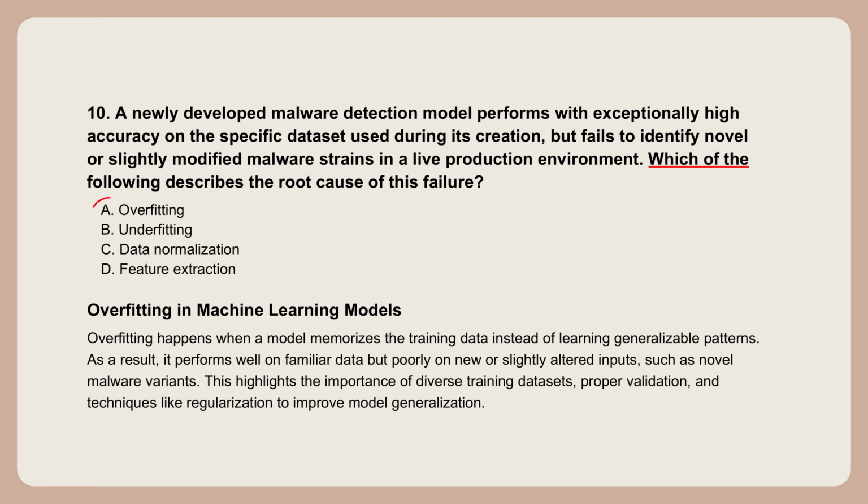Precisely. It is deeply ironic. The model fails in the real world because it was too perfect during its training phase. Yeah. It just memorized the answers to the test instead of actually learning the underlying concepts of what makes malware dangerous. Exactly. It lacks adaptability. And this specific phenomenon of overlearning the training set to the detriment of novel data is the textbook definition of overfitting. That confirms that options B, C, and D are incorrect, as they do not describe this failure to adapt.